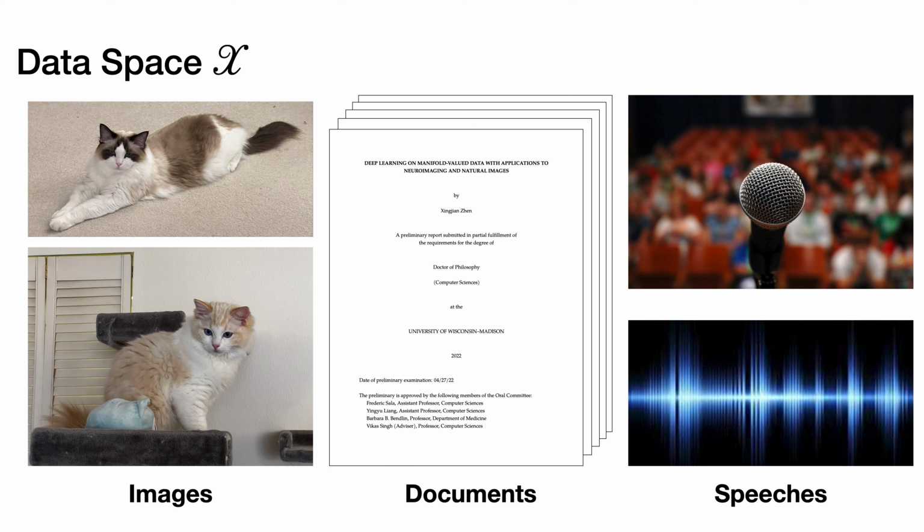On the other hand, for data space, we can have multiple sources of data, like images, documents, speeches. We can assume that they lie in Euclidean space. For images, if we look at RGB channels, they are Euclidean vectors.